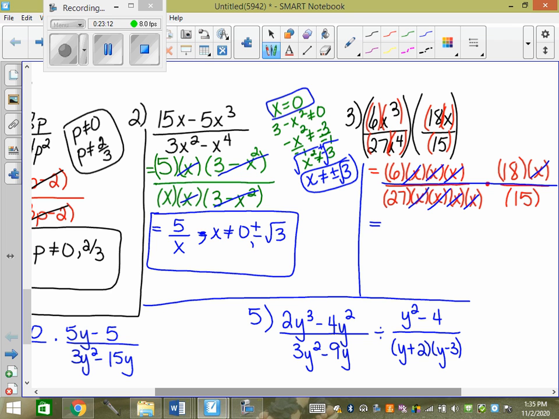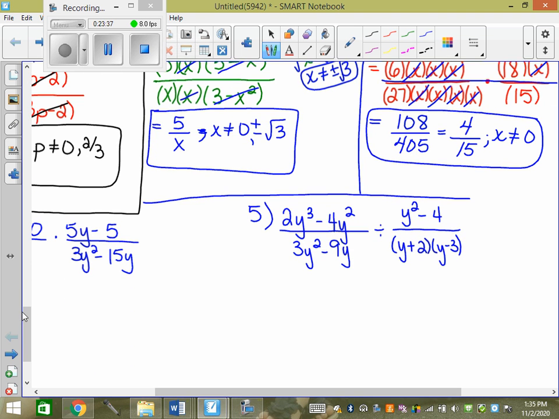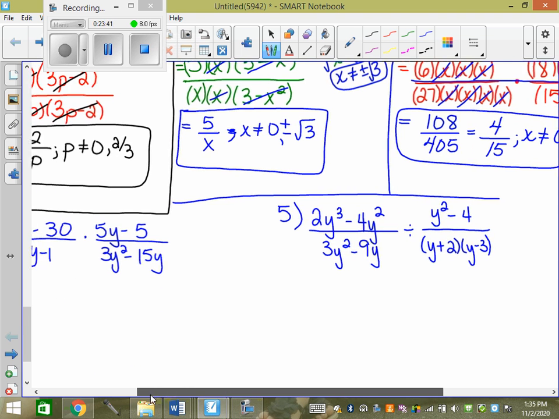Then I can reduce the numbers, or I can just multiply them, then reduce them. 6 times 18 is 108. 27 times 15 is? 405. And it reduces to? 4 over 15. X cannot equal 0. I don't know why I boxed the 108, but enjoy. So everything cancels off but the numbers.